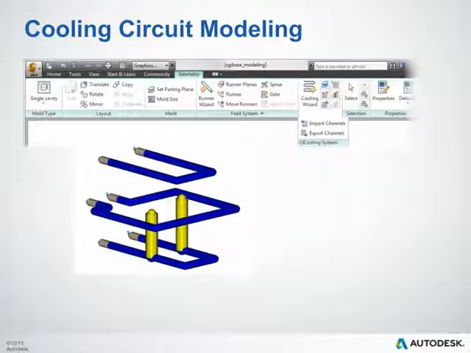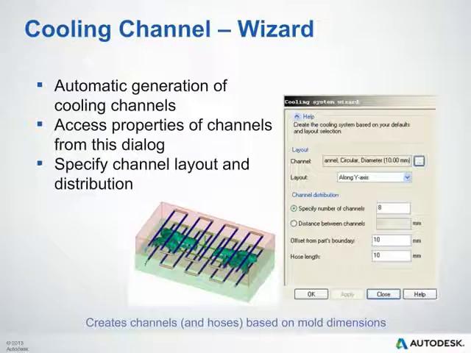You can see that when creating cooling circuits, there are a unique set of tools that are very similar to what we may have used to model our feed system in the previous modules. So when modeling cooling channels, there is a wizard available. This will automatically generate your cooling channels for you based off some simple inputs. In this menu for the wizard, you can see you can access the property of the channels from this dialog as well by simply clicking on that icon to the right of the channel dialog box.